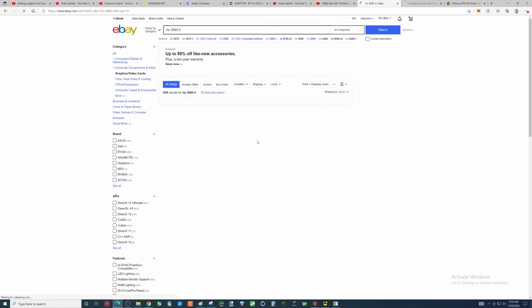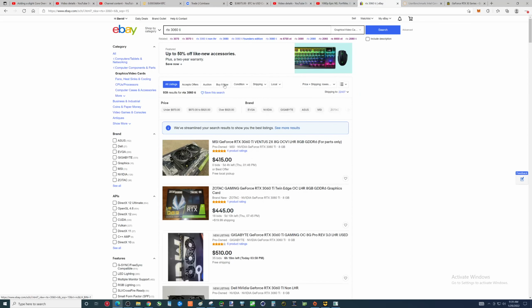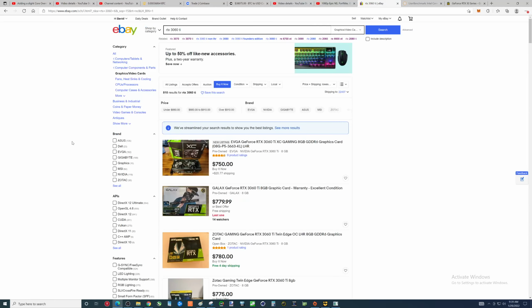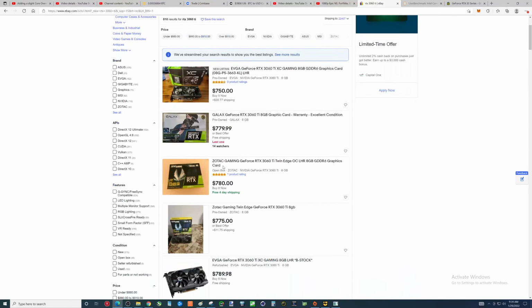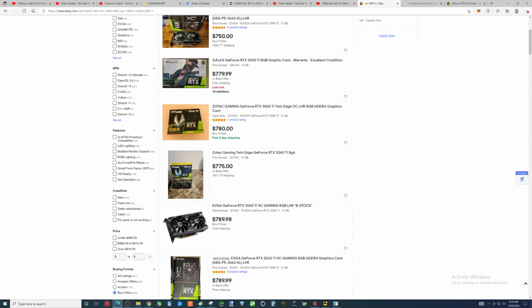Let's check out 3060 Ti. I'm just going to bounce all over the place. 3060 Ti. So this is used, but it's been quite a few months since I was able to get an RTX 3060 Ti in the $800 range. So the fact there's a few selling for under that is pretty darn good.